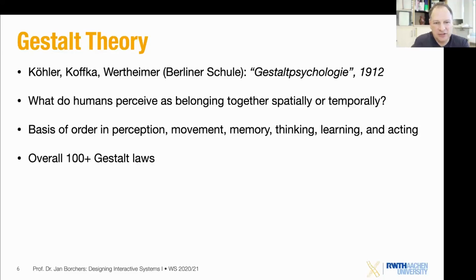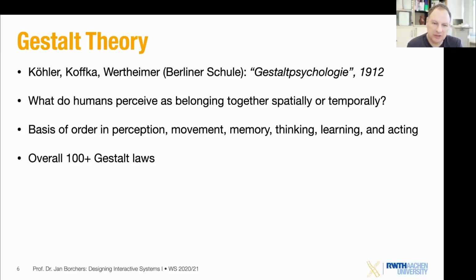So back in the 1910s, so this is over 100 years ago, a couple of psychologists got together in the Berlin School of Thinking and wrote a book called Gestalt Psychology. They established the field of Gestalt Psychology. Köhler, Kafka, and Wertheimer were their names. Their idea was they wanted to understand how people do this. What is it that makes us perceive stuff as belonging together, as a group?